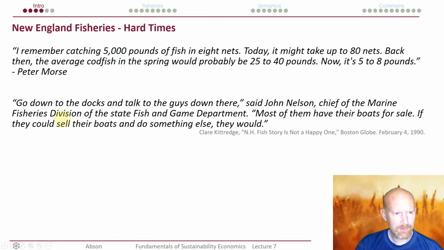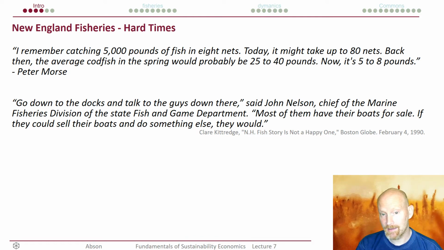So here's a couple of quotes from people. This is from the New England fishery, so still on the east coast of North America, but in the US now. "I remember catching 5,000 pounds of fish in 8 nets," so that's about 2,500 kilograms, so 2.5 tons. "Today it might take up to 80 nets. Back then the average codfish in the spring would probably be 20 to 40 pounds, now it's 5 to 8 pounds." This is a fisherman basically saying this.